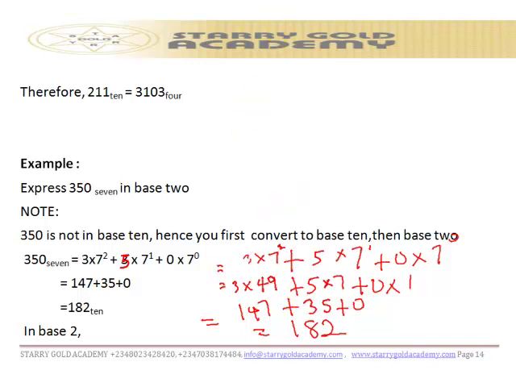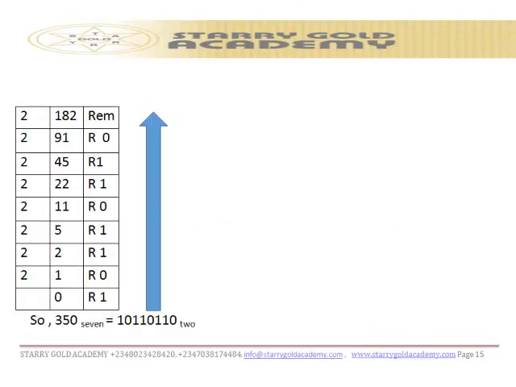So what do you do next when you've converted to base 10? Now you can do what the question wants you to do. It wants you to convert to base 2. The whole idea is that to convert a number that is not in base 10 to another base, you must first convert to base 10, then convert to the base you are being required to. So now let's convert the 182 that came from 350 base 7. You want to convert that 182 to base 2.